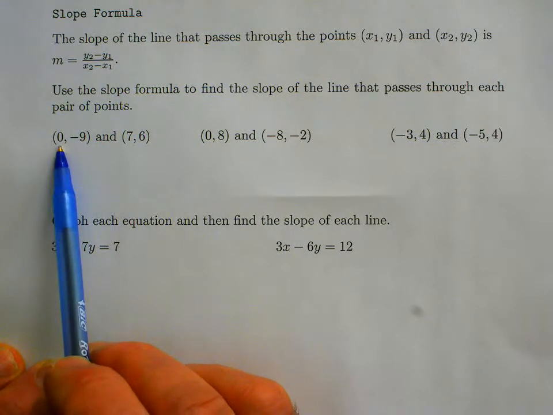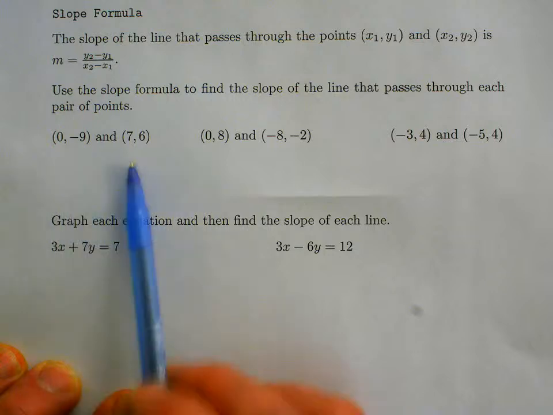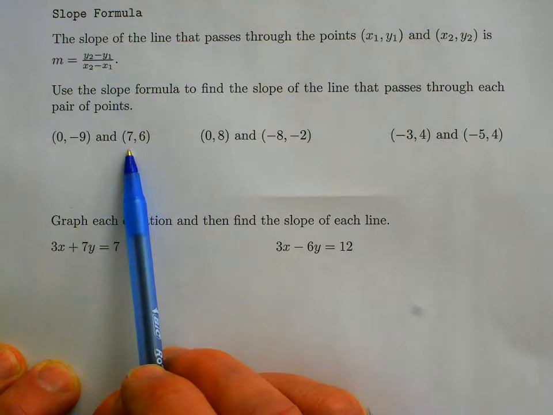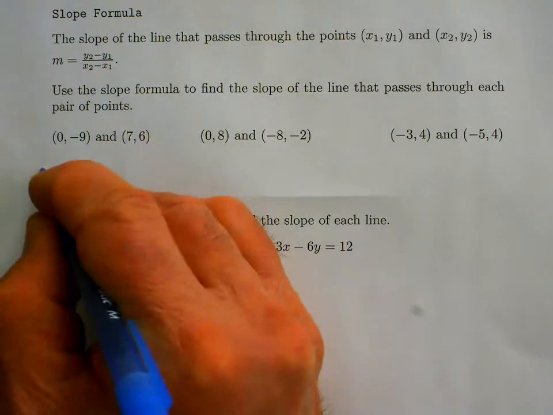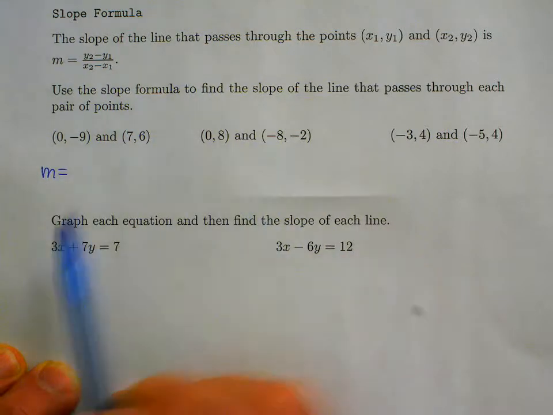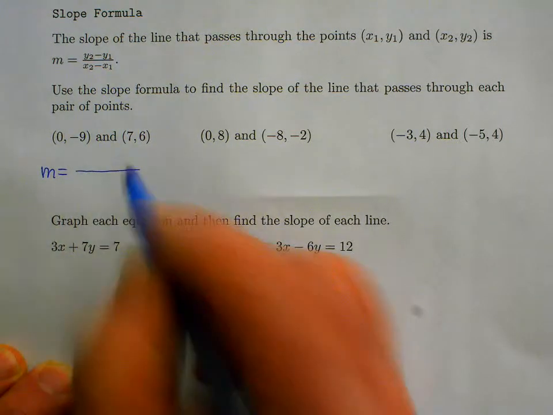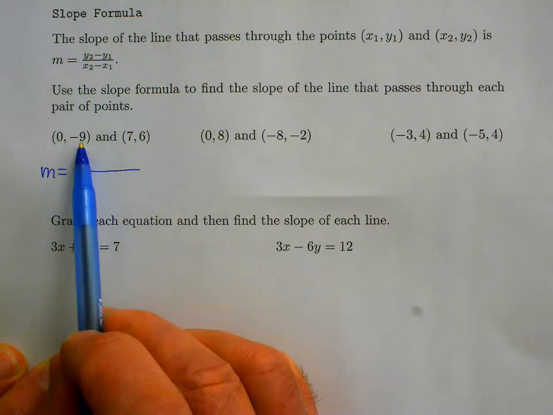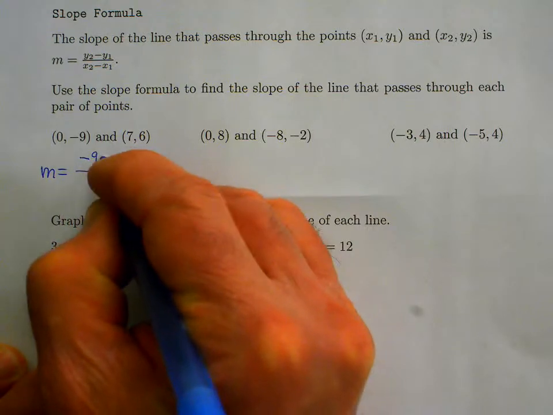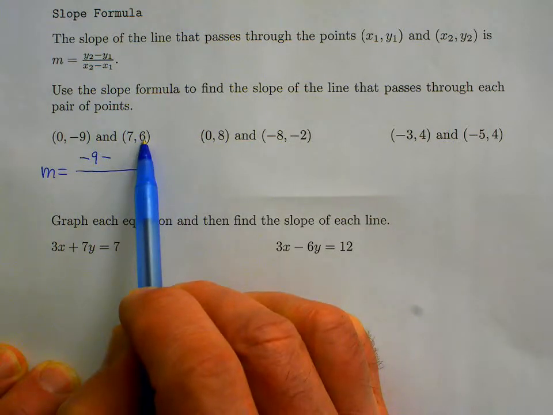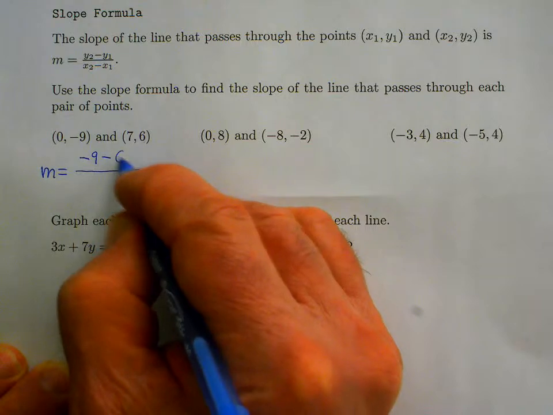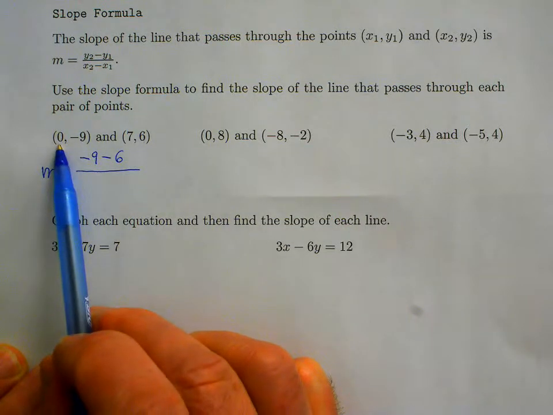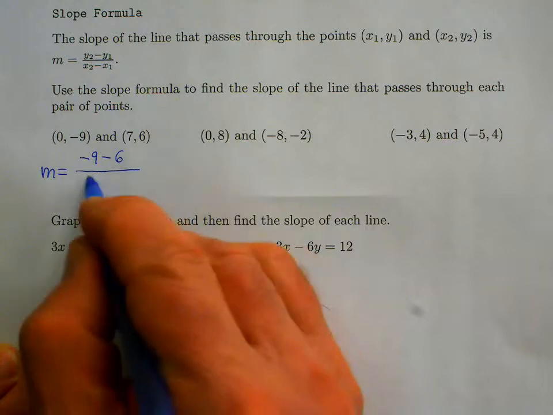Okay, so we have 2 points on a line. One is the ordered pair 0 for x, negative 9 for y, and the other one is 7 for x and 6 for y. Okay, so the slope of the line, if I pick my y2 to be negative 9, and then minus y1, negative 9 minus 6, then that forces me to pick x2 to be 0 in the denominator, so 0 minus 7.